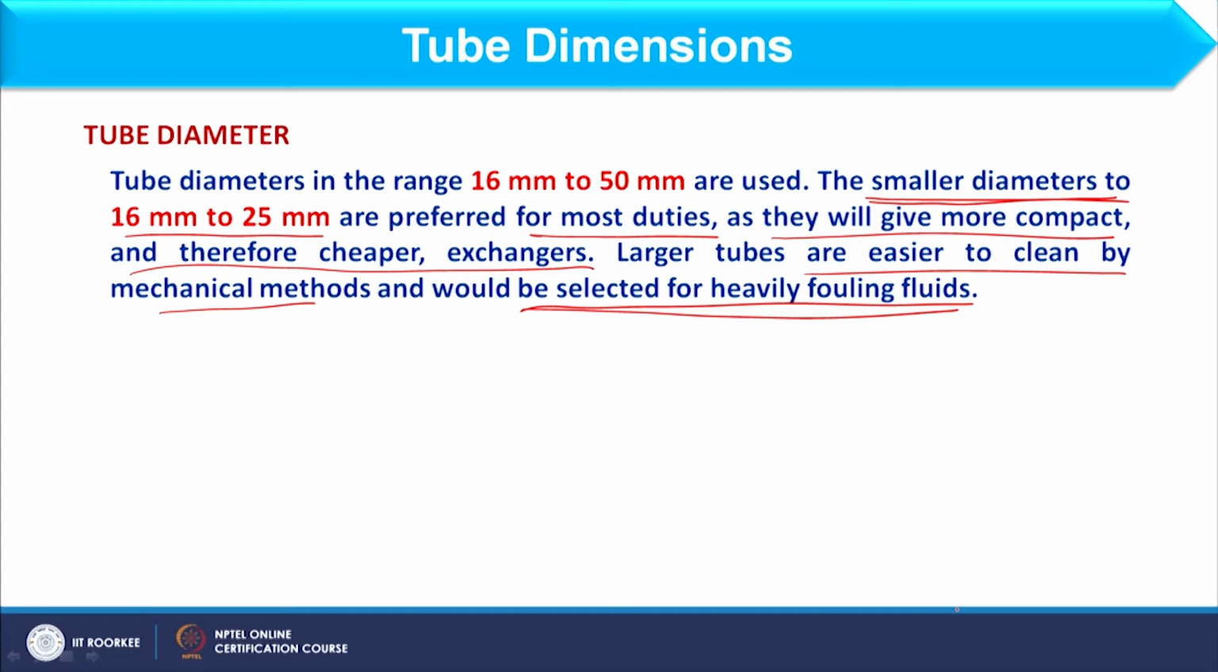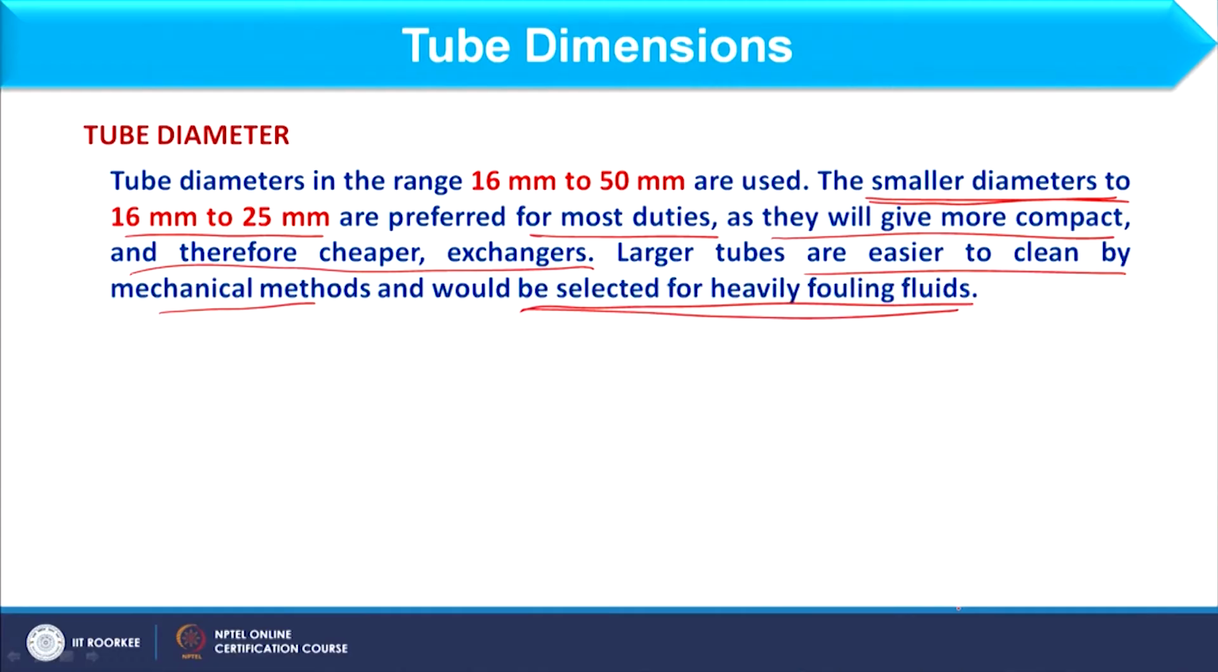So, you have to choose the diameter accordingly. Now, if I ask you that the complete range is 16 mm to 50 mm, can you choose any number between this? The answer is no, because there are standards, and depending upon those standards only you can choose the tube diameter, because in the market tubes are available depending upon that standard only, not as per your choice. So, what these standards are, let us discuss that.